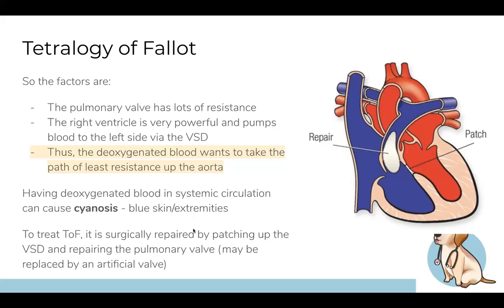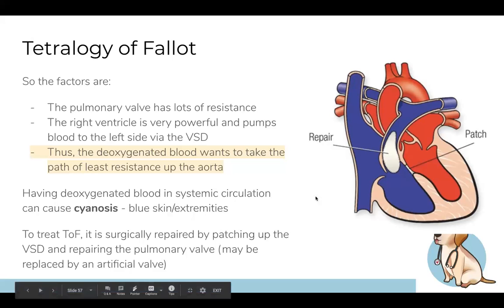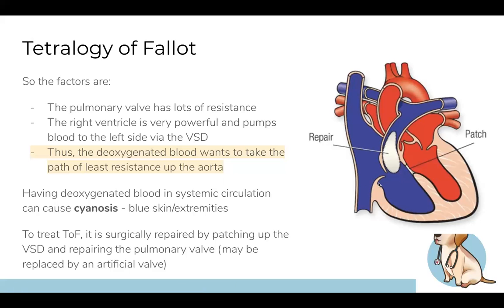Okay. So to treat this, you just have to fix it. You just have to surgically repair it. So you'll block off the ventricular septal defect, and you'll repair your pulmonary valve, or you can replace it with an artificial valve.